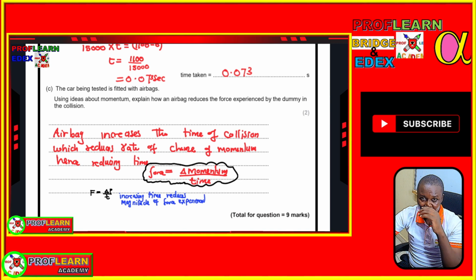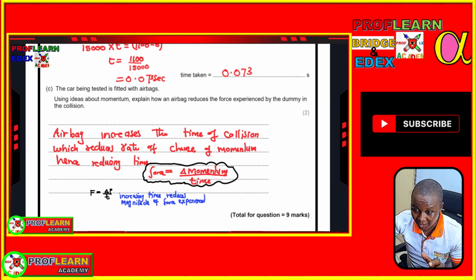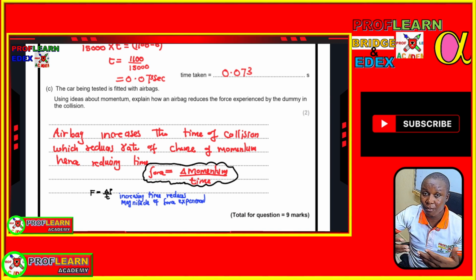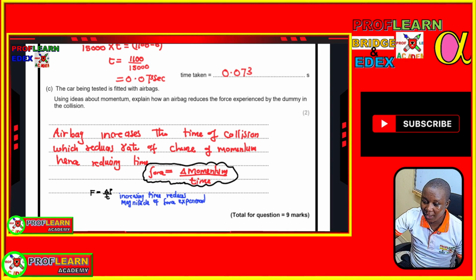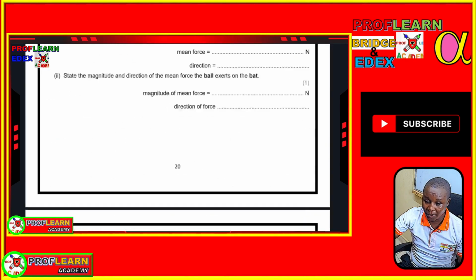Remember, in cars we have airbags. Instead of the person hitting the dashboard, there is an airbag which is going to decelerate the person. So the time of collision is increased, and when the time of collision is increased, the impact is going to be less, and this is going to make the person survive.